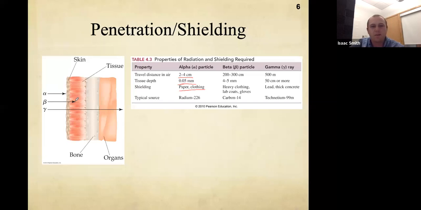Beta can penetrate a little bit more deeply and cause issues in skin and tissue, right? And alpha can cause issues on the skin. But really organs could only be affected by gamma rays, which are much smaller. So you can see the distance here. You have 200 to 300 centimeters and then up to 500 meters for gamma rays. Okay, to shield them, you would need lead or thick concrete in order to shield from gamma rays. And for beta particles, heavy clothing, gloves, lab coats, stuff like that. Okay.